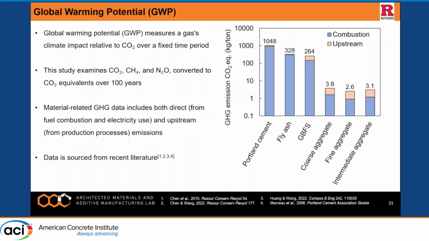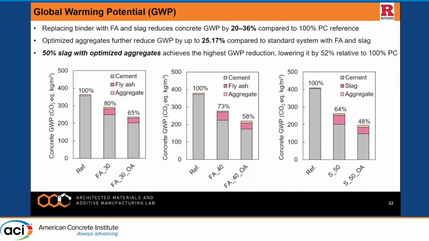So the material-related GWP data was obtained from different literature for the different materials used in the mixed design. As you can see on the logarithmic graph, Portland cement has a huge difference compared to the fly ash, slag, and aggregates. They literally didn't have any GWP emissions compared to Portland cement. So the amount of cement does affect the global warming potential substantially, and this can be reflected in the results.